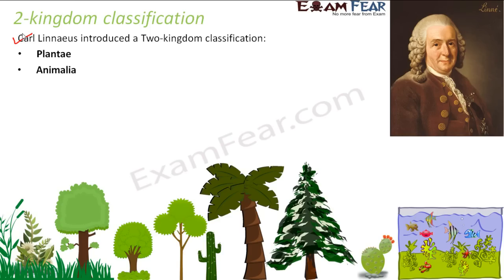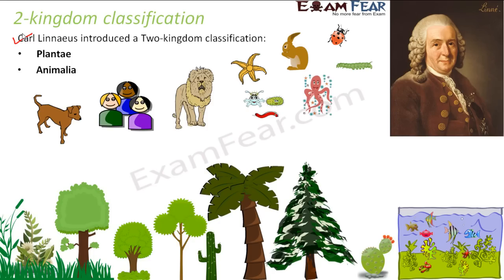Now, in the kingdom Plantae, all sorts of plants were included, be it cactus, be it grasses, be it tall big trees, or be it the aquatic plants. So, all sorts of plants were made to fall under this category Plantae. And Animalia would include all animals, starting from a lion, tiger, elephant to microorganisms like bacteria, viruses, fungi, or the aquatic animals or human beings. So everything will fall under this category Animalia. So that was given by Linnaeus.